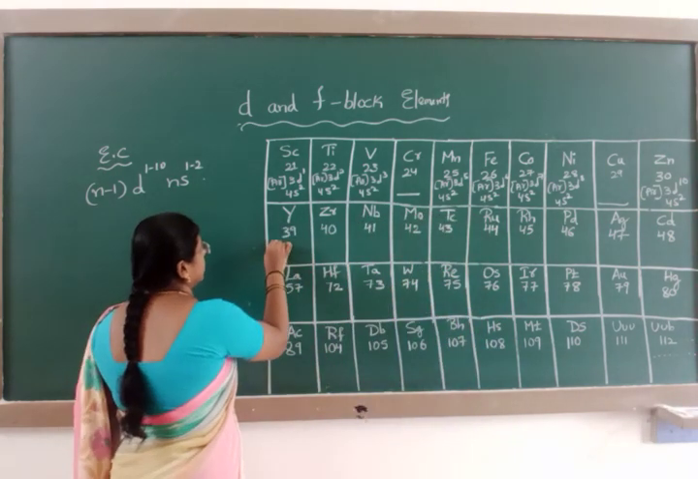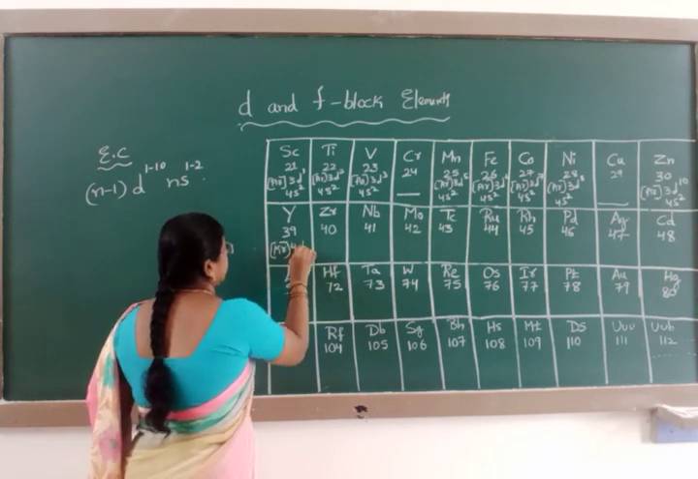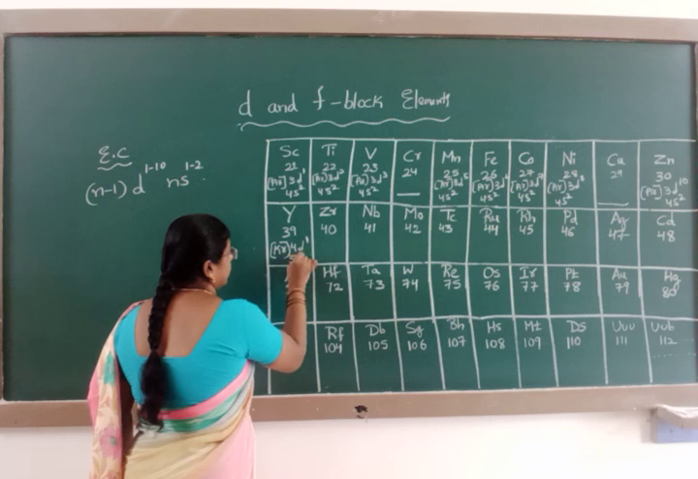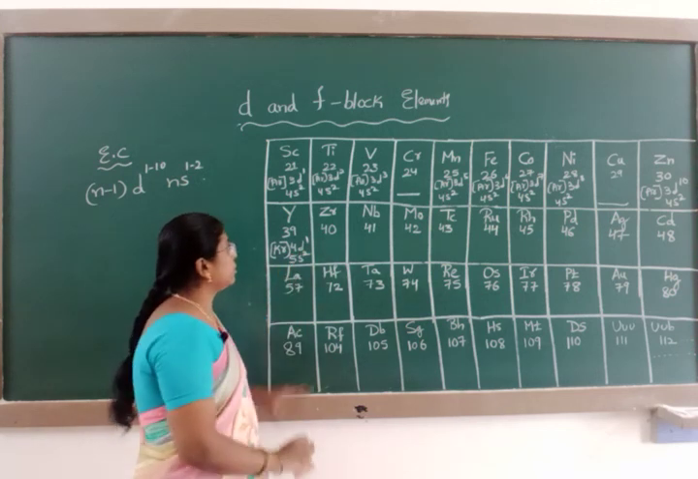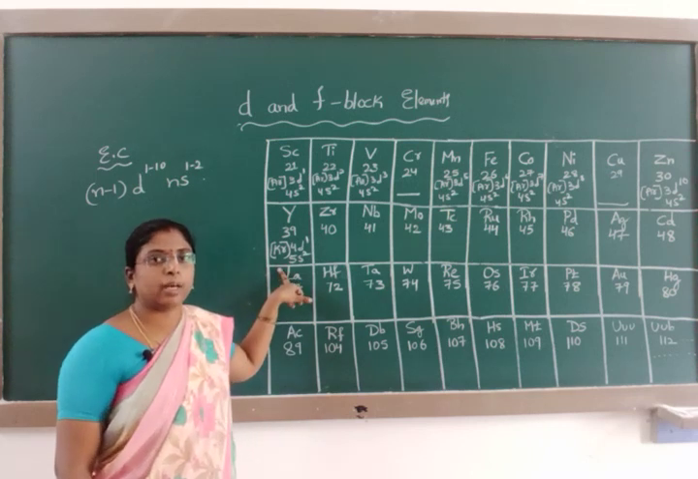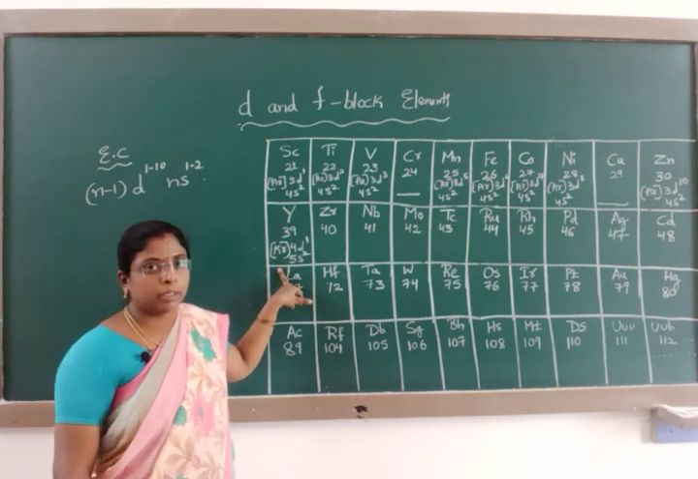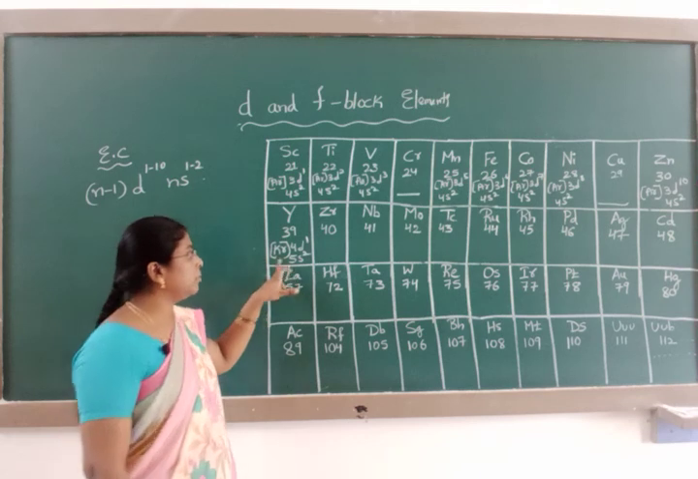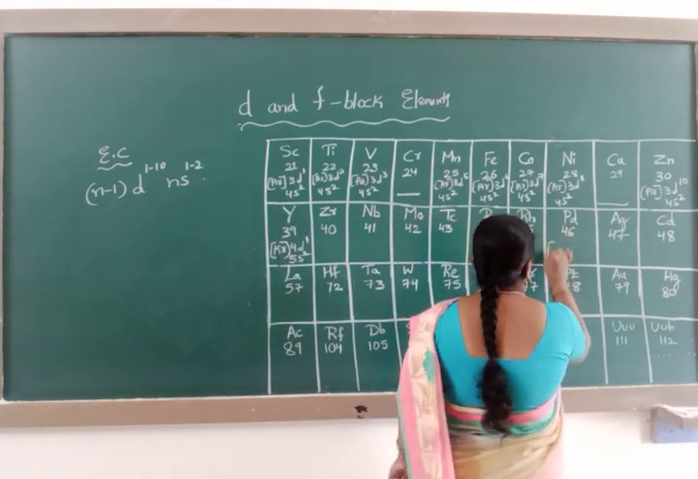Yttrium, here, krypton 4d1 5s2. Here next, if you see this 4d series, it does not have a regular electronic configuration, so it has irregular configuration. You can just remember yttrium and palladium here.